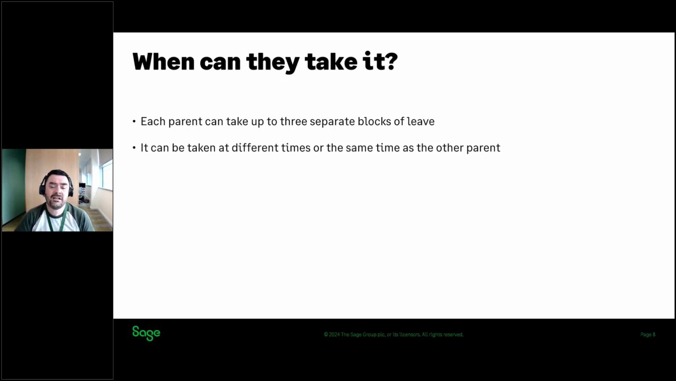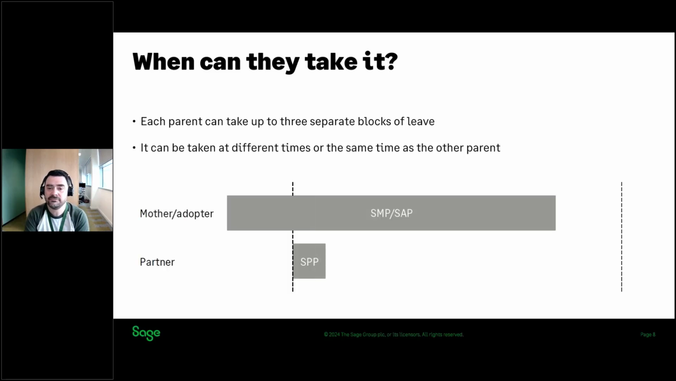So to illustrate the different options parents may have when they're taking shared parental leave, I've just got a bit of a graphic here. So traditionally, the mother or main adopter would take their 39 weeks of statutory maternity or adoption pay, and then the partner would have taken 2 weeks of statutory paternity pay. And previously that had to be taken continuously, but since the 6th of April, paternity pay can be taken as 2 separate 1-week blocks.